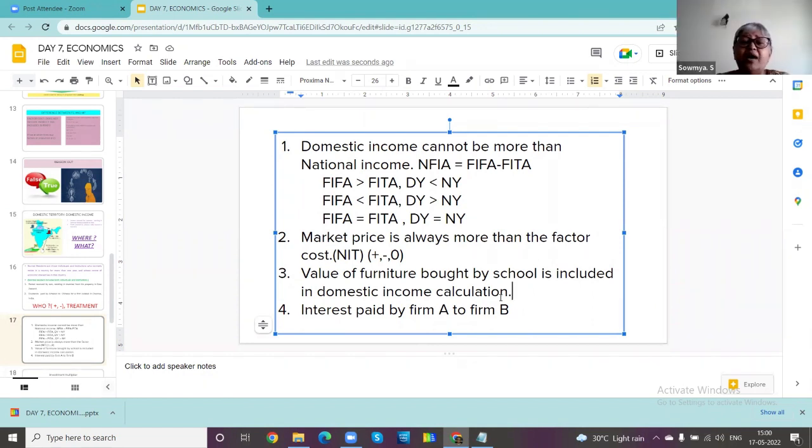Absolutely. Final what product? Furniture. Final capital product. The value of the furniture bought by the school is included in the domestic income calculation as a final capital product, because the school is not going to resell it. It cannot be an intermediate product, right? And furniture is not going to get used up.